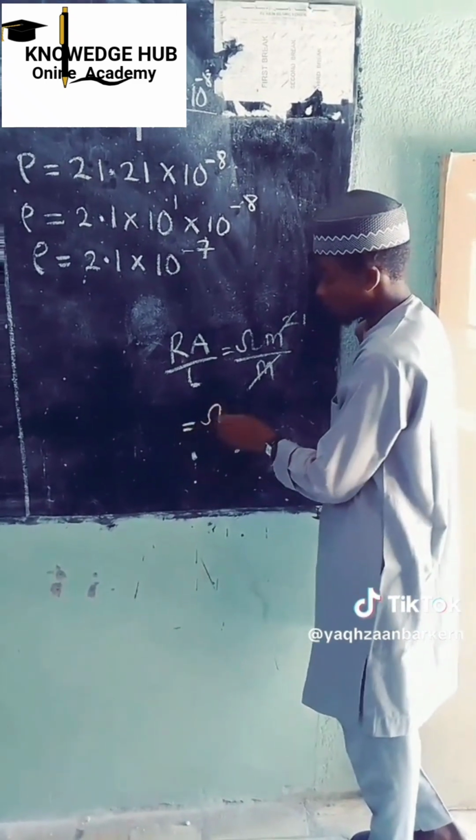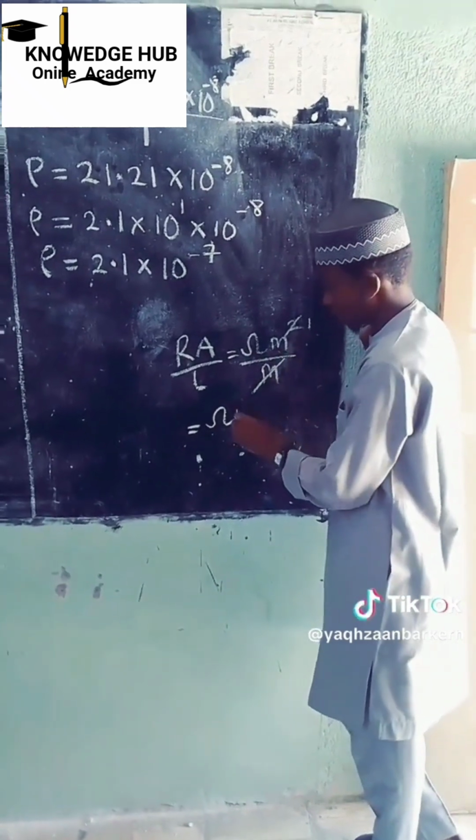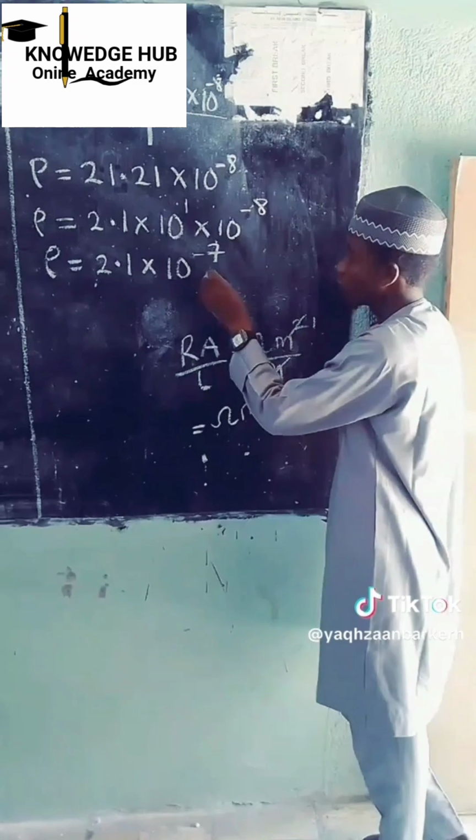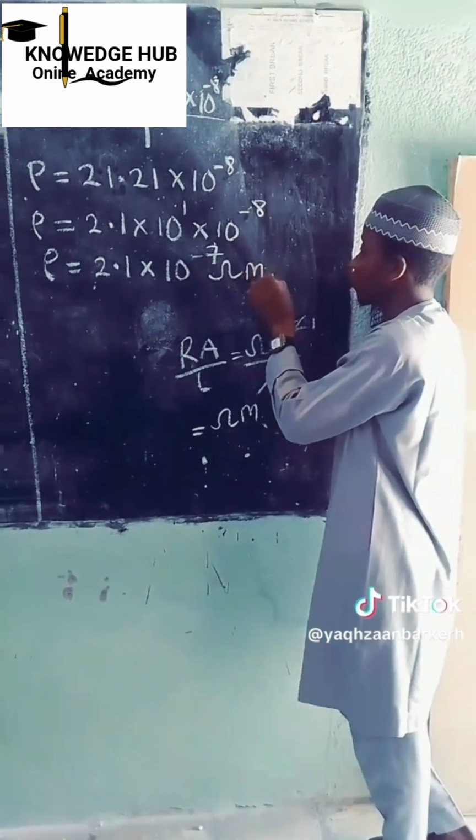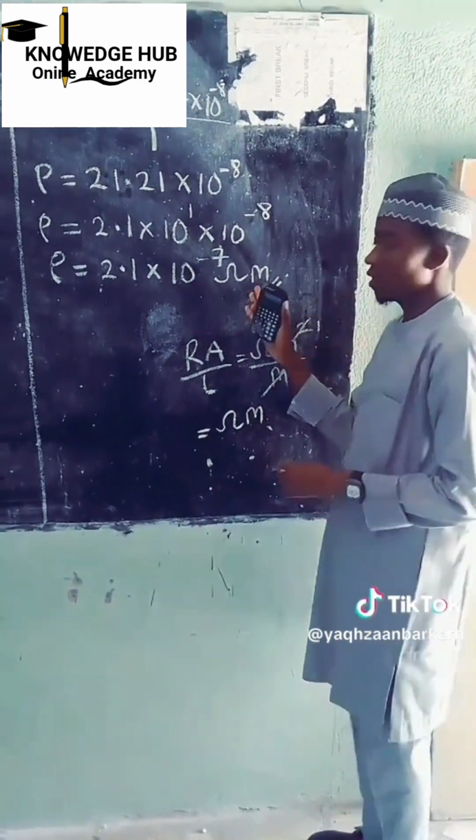So now we are going to have ohms, then the one meter remaining, so we have ohm meter. So the unit of resistivity is ohm meter. So this one is the final answer for this one.